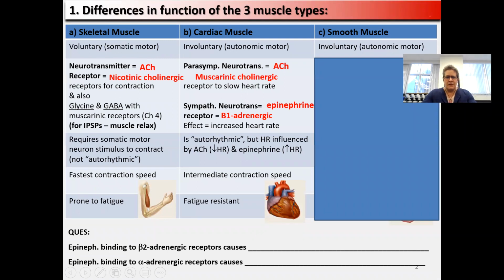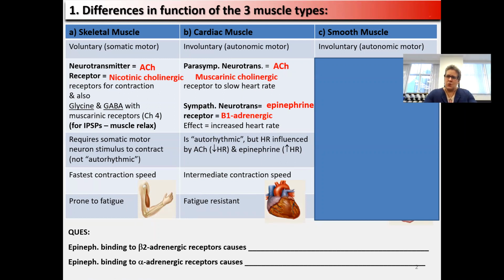Okay, compared to skeletal muscle, which has the fastest contractile speed, the heart is only intermediate in its contractile speed. Your skeletal muscles are prone to fatigue and can give out, but your cardiac muscle is fatigue resistant because it never stops beating 24/7, 365 until it stops one day and then, well, you stop. Okay, so let's move over to smooth muscle.